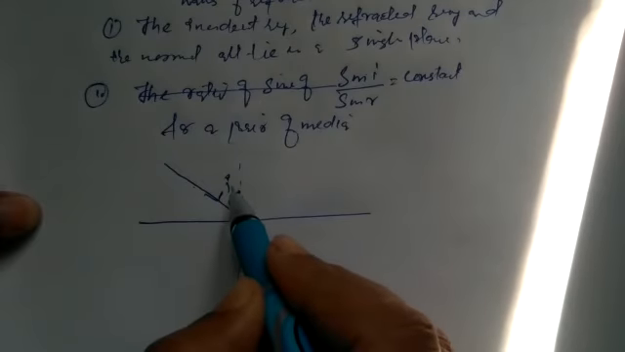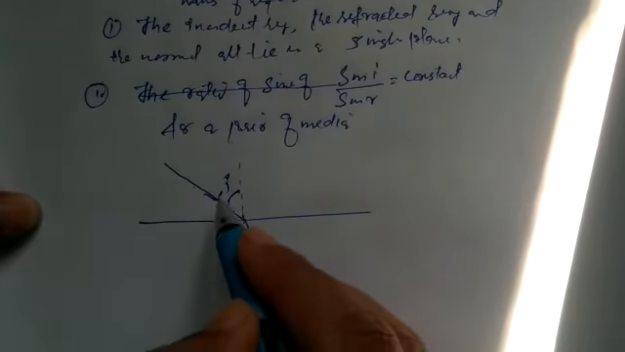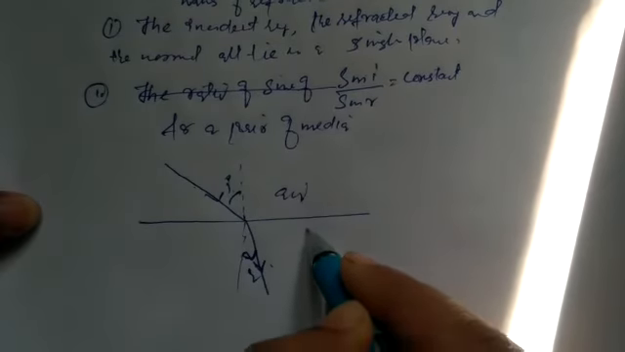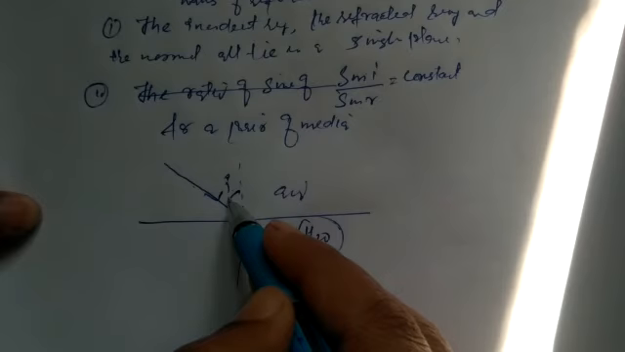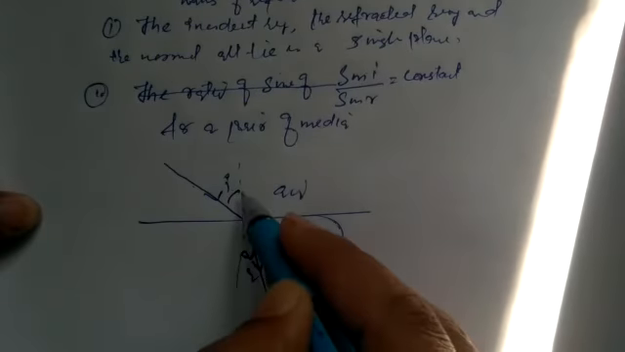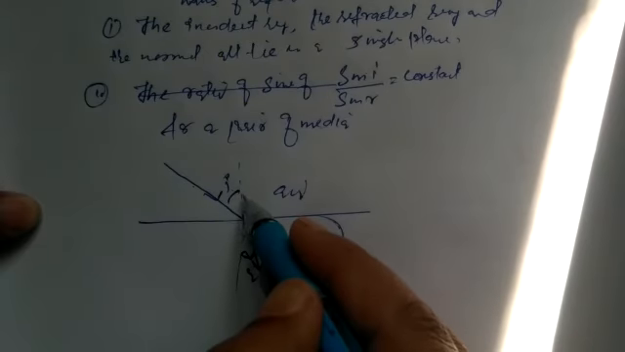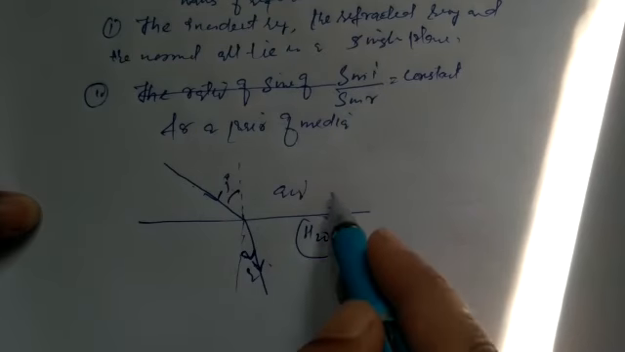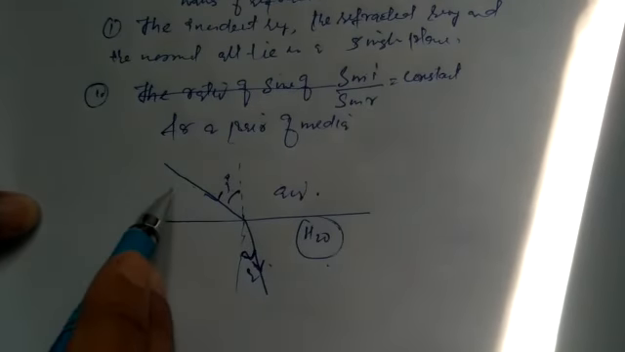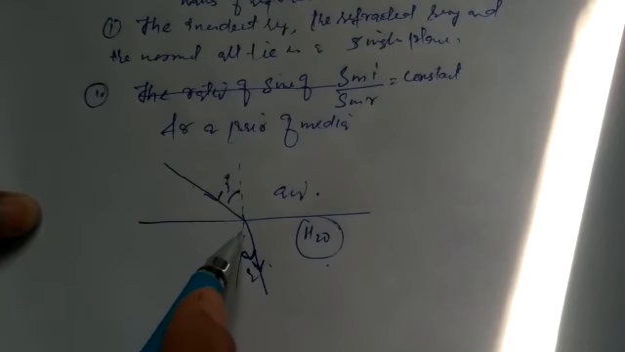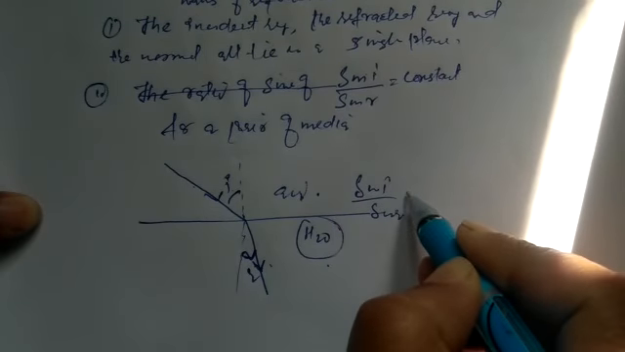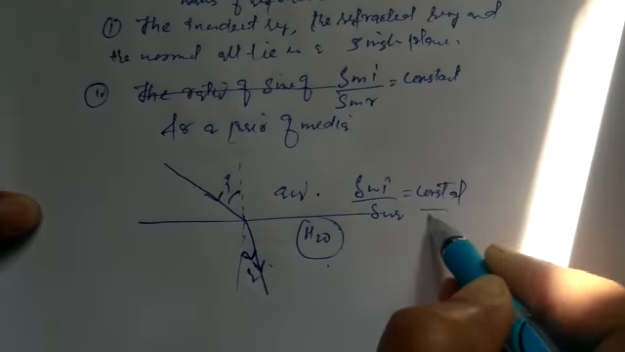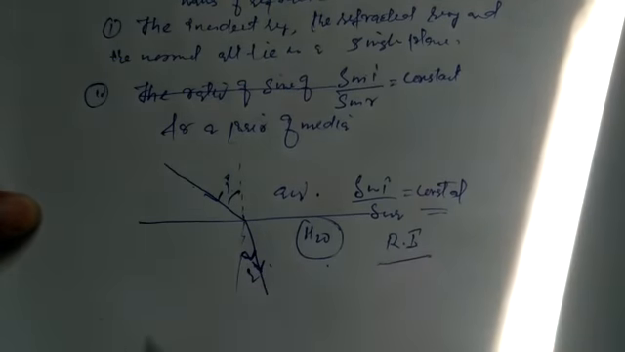Secondly, the ratio of the sine of the angle of incidence to the sine of the angle of refraction is constant for a pair of media, say air and water or glass. As you change I, you change R. For the same pair of media, if you take air and water and send different rays at different angles, there will be different refracted rays. But if we take their ratio, sine I by sine R, for all, that will come out constant, and that constant gives us the refractive index of the medium, which we'll read in the next topic.